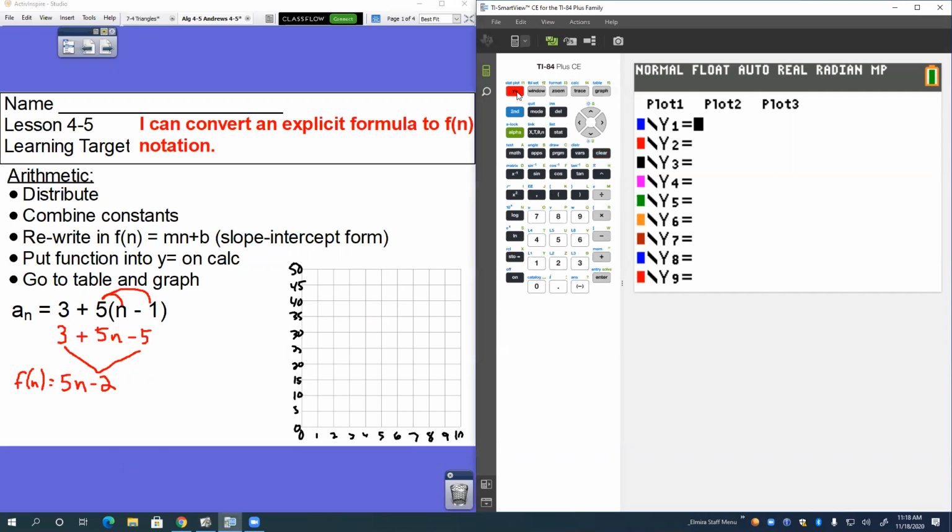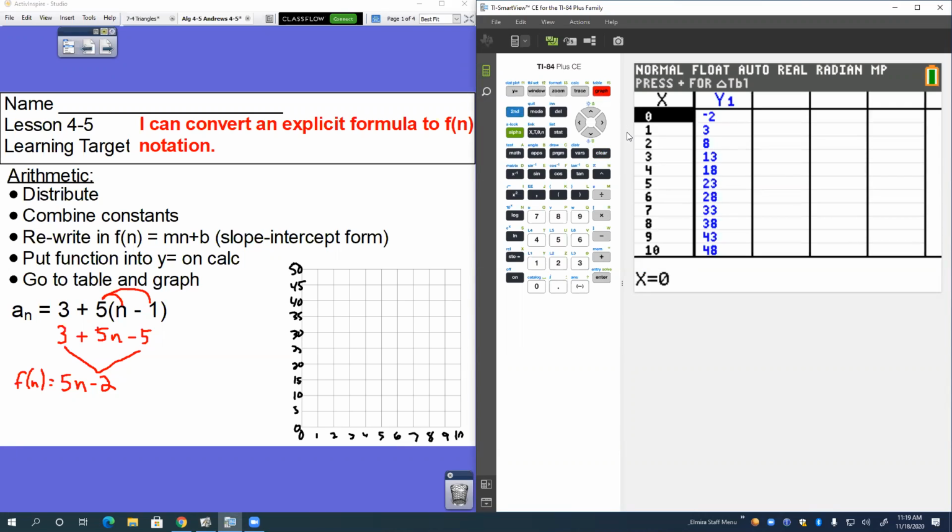All right, so we're going to go to our y equals. We're going to type in 5x instead of n because we always use x on the graphing calculator, minus 2. And then just like yesterday, you're going to have to graph these. So we're going to go to the table. Remember that you ignore the 0 on the calculator. So these are our points.